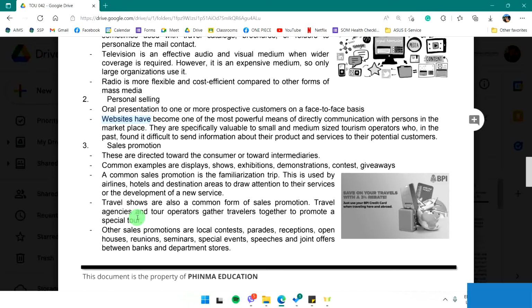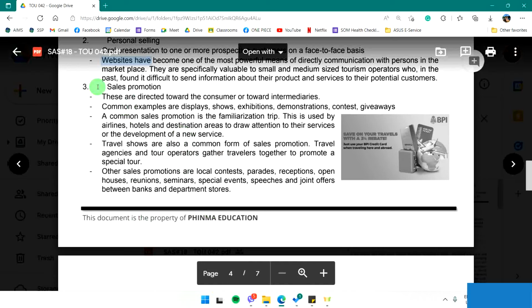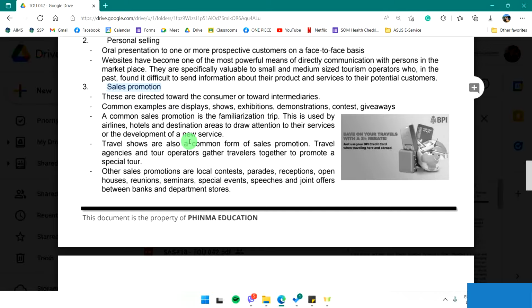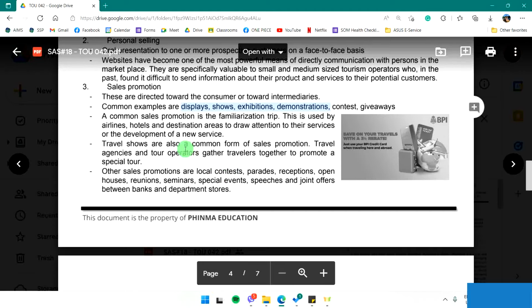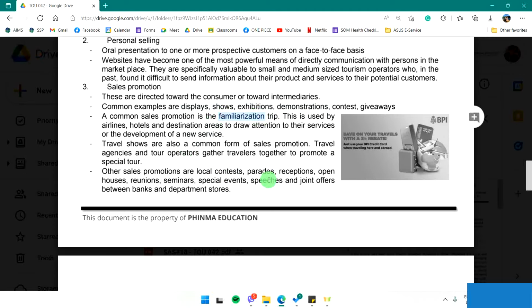Next is sales promotion. When we say sales promotion naman, ito yung parang hinihikayat natin yung ating mga receivers, yung ating mga guests with the use of gimmicks. And gimmicks in the form of shows, displays, exhibition, demonstration, contest giveaways, and such. Ang purpose nito is to familiarize us, for us to know, for us to have an idea what it feels like to have this specific product.